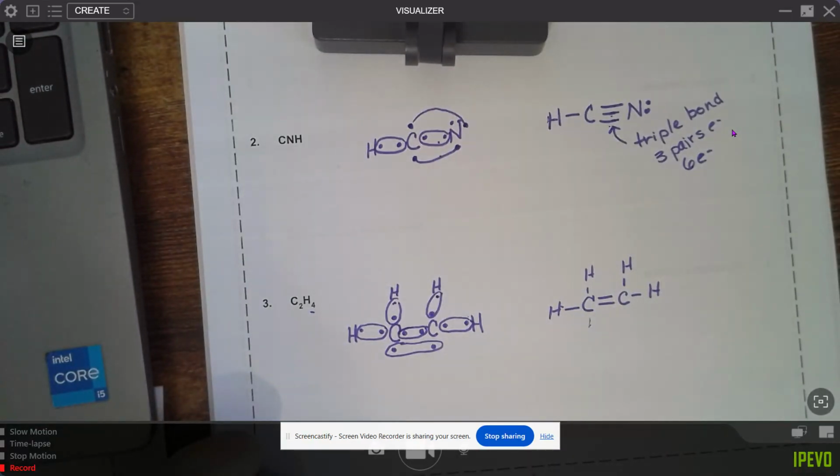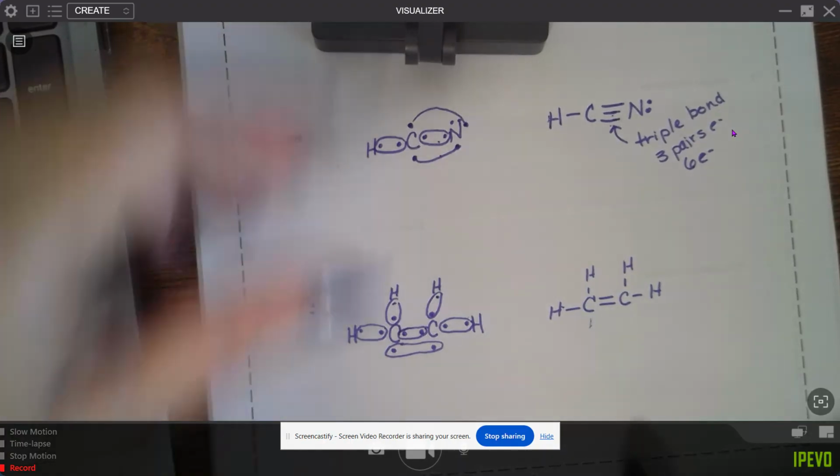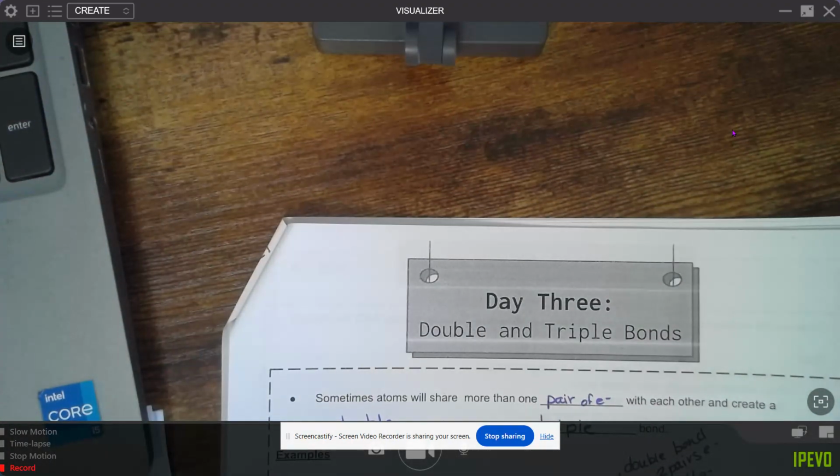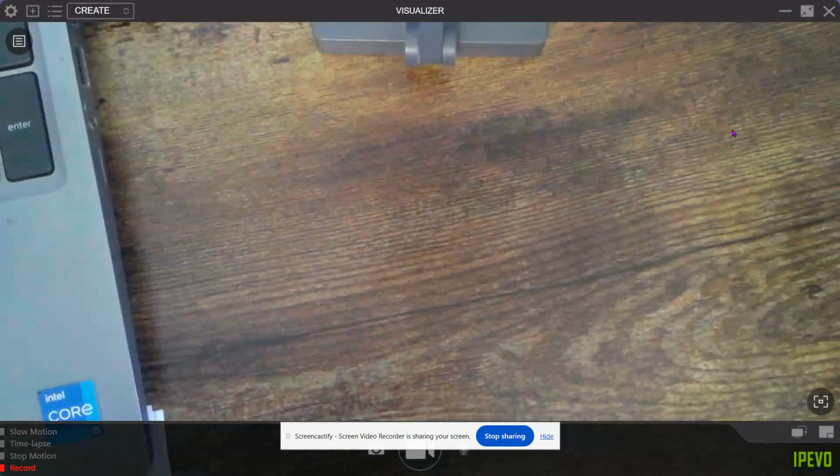All right, so that is a quick little practice to show you double and triple bonds.